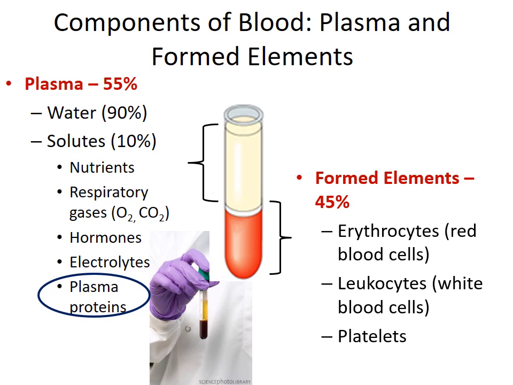In the formed elements, 45% is contributed by the formed elements, which are the cellular portion of the blood. Here you can see it is erythrocytes, which are the red blood cells, which is the major contributor. Then you can see different types of leukocytes, which are the white blood cells. Leuco means white. Erythro means red. And you can also see the platelets. So these three types of cells contribute to the formed elements.